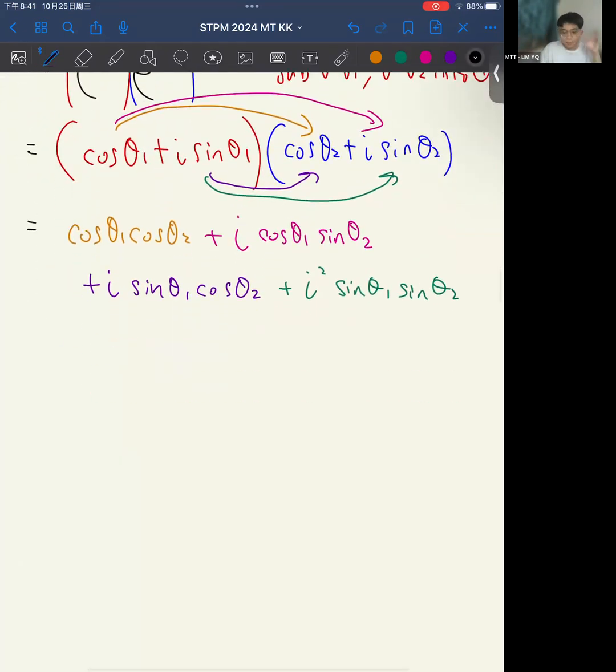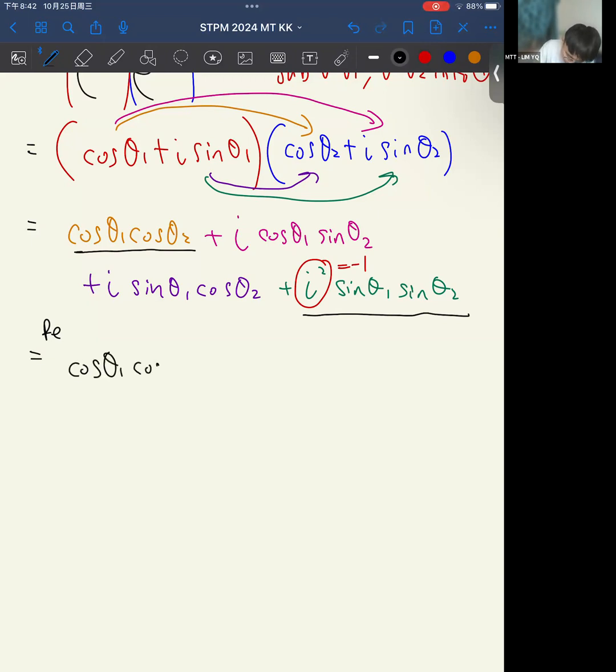Now separate into real and imaginary. What is your real part? This is real. This is also real. Why is this real? Because i squared equals -1. This one goes to negative 1. So you group all the real part. Cos θ1 cos θ2, minus, because of the negative 1, sin θ1 sin θ2. This is your real part.